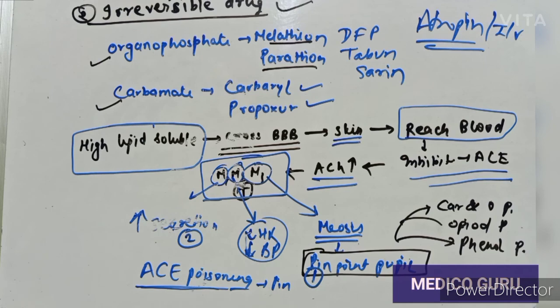The injection is repeated every 5 minutes until the signs of atropinization occur. When the secretion decreases, mydriasis appears, or the heart rate increases, at that time we stop the atropine. But if the secretion is not decreasing, we have to continue giving atropine every 5 minutes. So atropine is the drug of choice in organophosphate and carbamate poisoning.